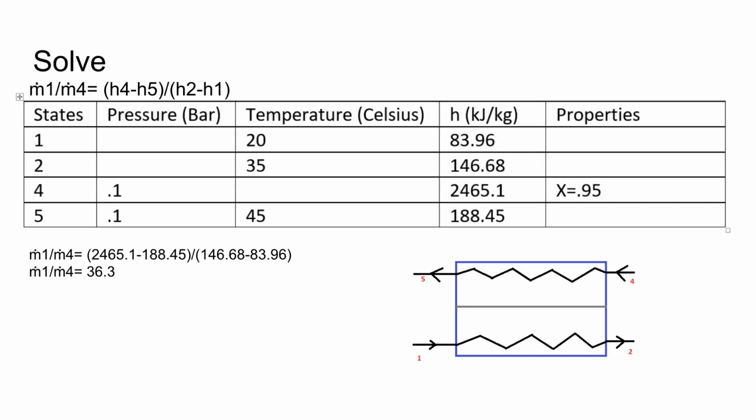Now we can solve the m.1 over m.4 equation we found earlier. Solving this, we get 36.3, which would seem to me very high for a water purification system, but this is just an example.